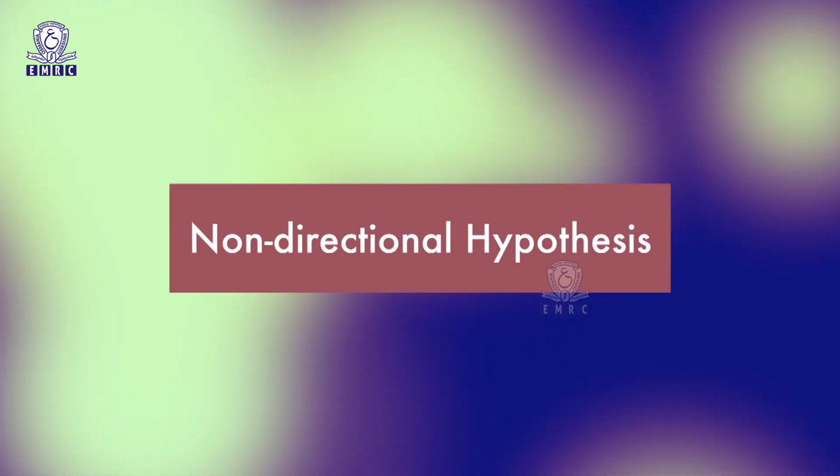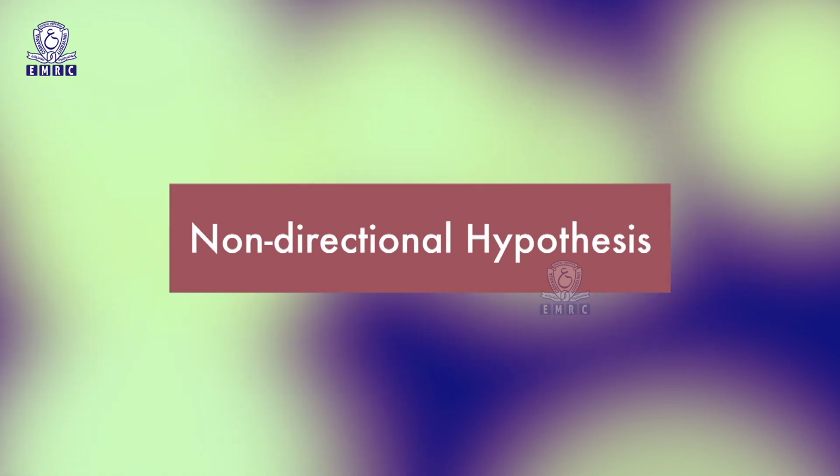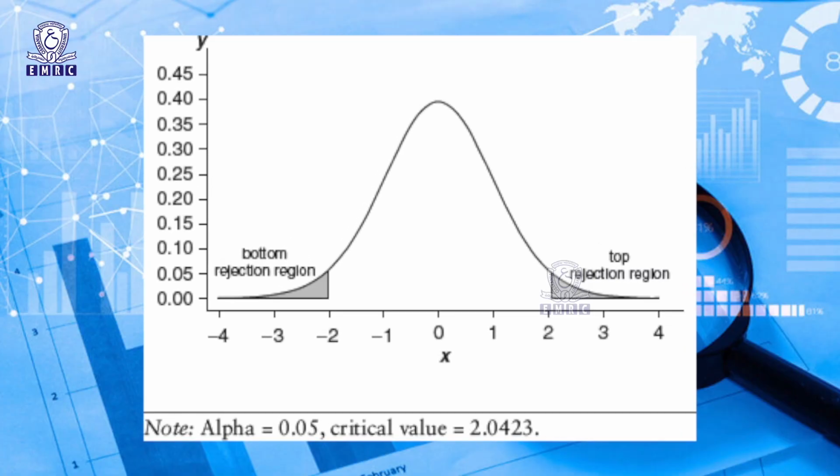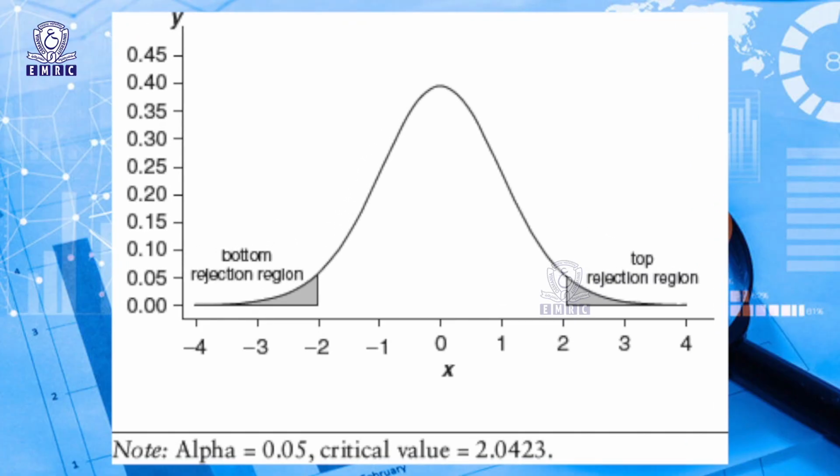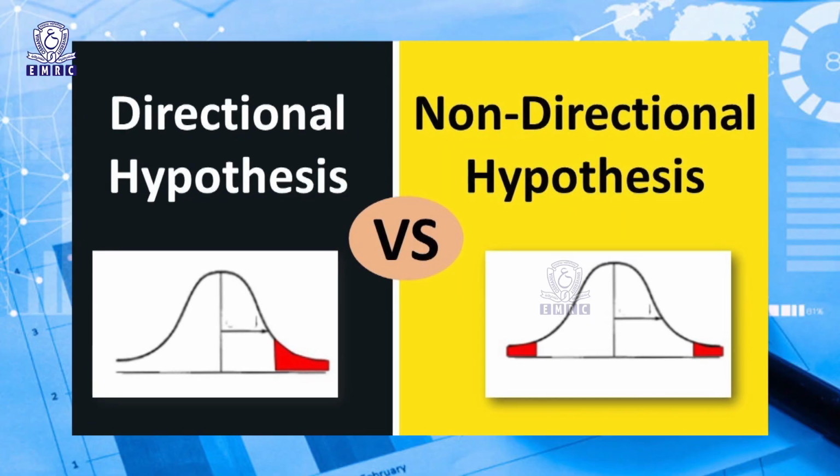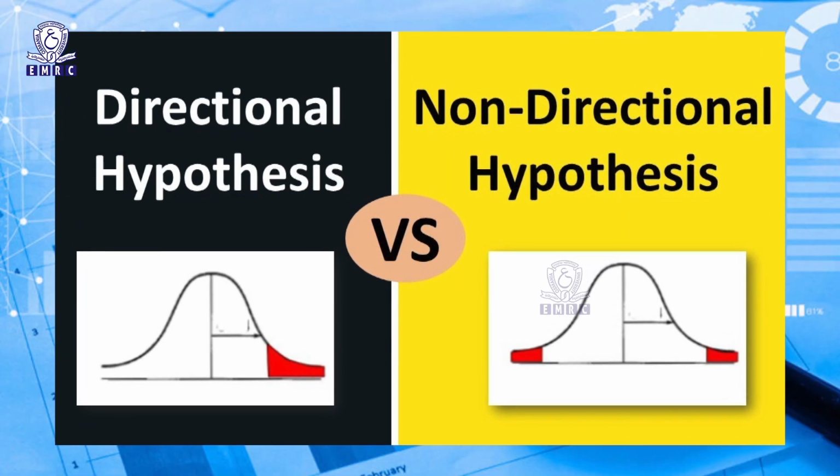Another type of hypothesis is non-directional hypothesis. A two-tailed non-directional hypothesis predicts that the independent variable will have an effect on the dependent variable, but the direction of the effect is not specified. A non-directional hypothesis simply states that there will be a difference between the two groups or conditions, but does not say which will be greater or smaller, quicker or slower, etc.